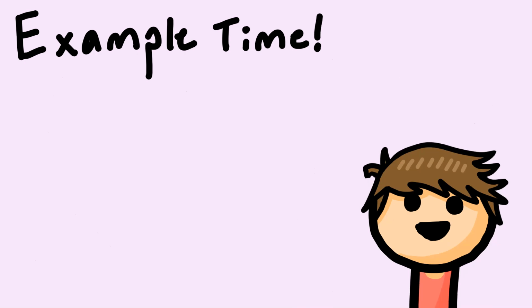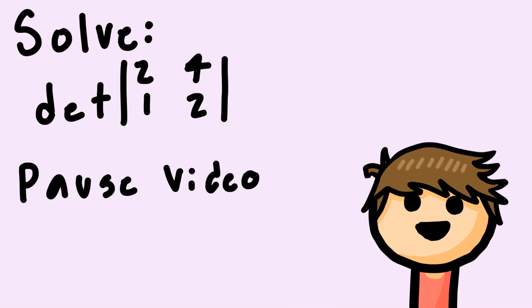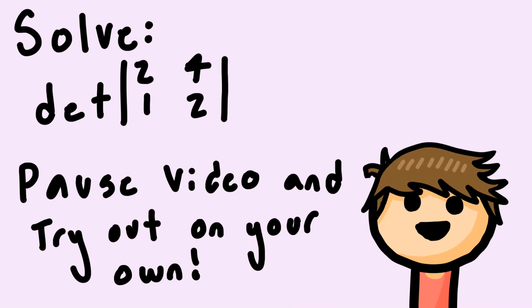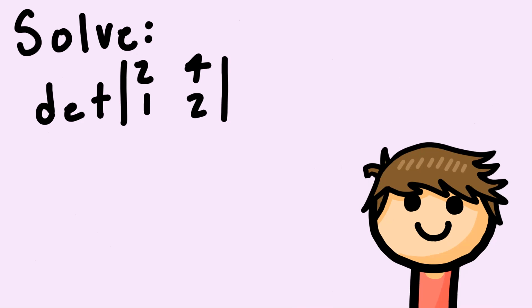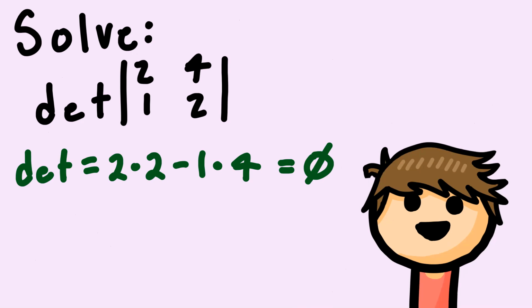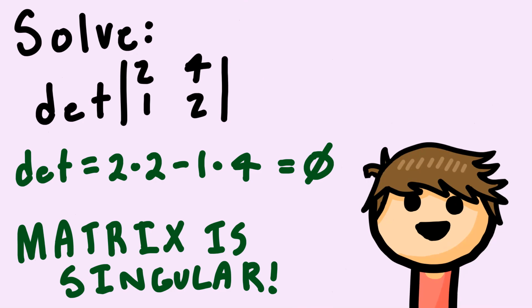Let's do an example to show off what we learned. Feel free to pause the video and try this one out on your own. Now solving this, since the determinant is 0, we know this matrix is singular.